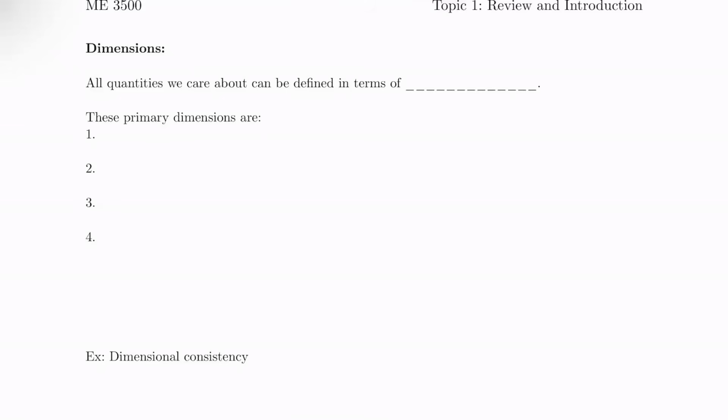Okay, so let's talk for a second about dimensions. We did this in 2500 too, right? All the quantities that we care about are going to be defined in terms of primary dimensions, and we're going to stick with this in this class as well. It's extremely useful in fluid mechanics, although I'd argue it's extremely useful pretty much everywhere, but fluid mechanics champions this idea, I think.